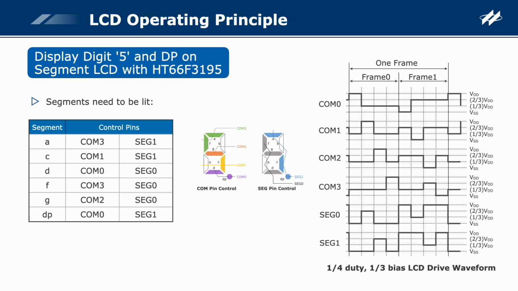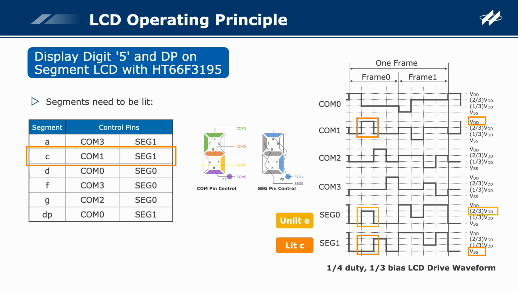During the second time period of frame 0, COM 1 is selected and outputs VDD. SEG 0 outputs 2/3 VDD, and SEG 1 outputs VSS. The voltage difference between COM 1 and SEG 0 is only 1/3 VDD, so the corresponding segment E remains unlit. The voltage difference between COM 1 and SEG 1 is VDD, illuminating the corresponding segment C.